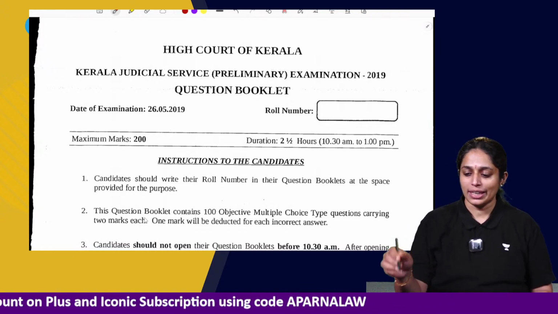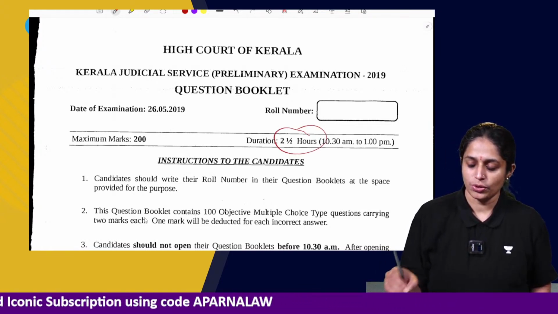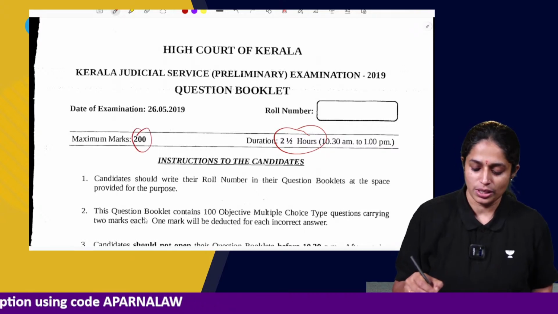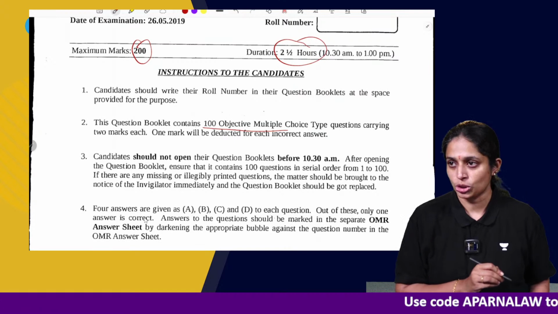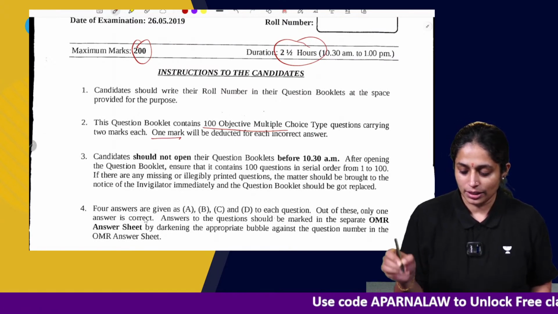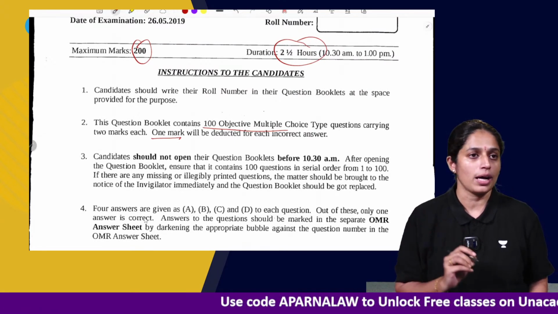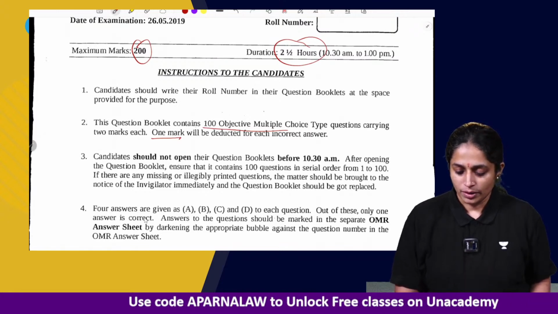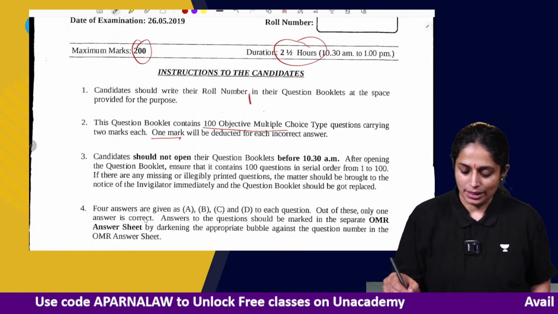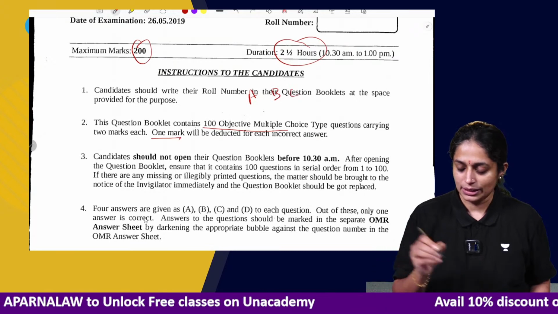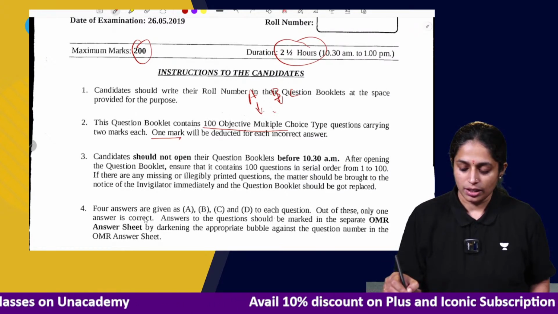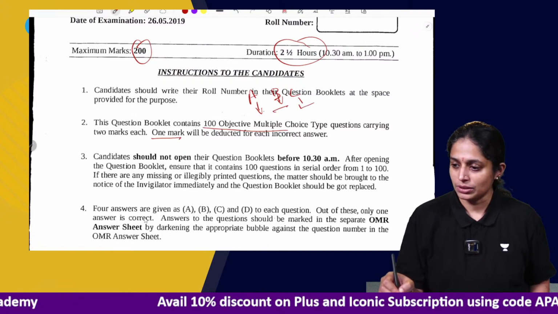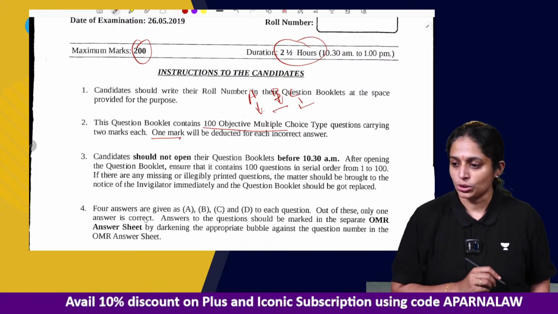As we all know, the Kerala question paper is of 2.5 hours duration and 200 marks, which consists of 100 objective multiple choice questions with 1 mark negative marking for every wrong answer. There are 3 parts: part A, part B and part C. Part A consists of civil law, part B consists of criminal law, and part C is with respect to the Constitution.